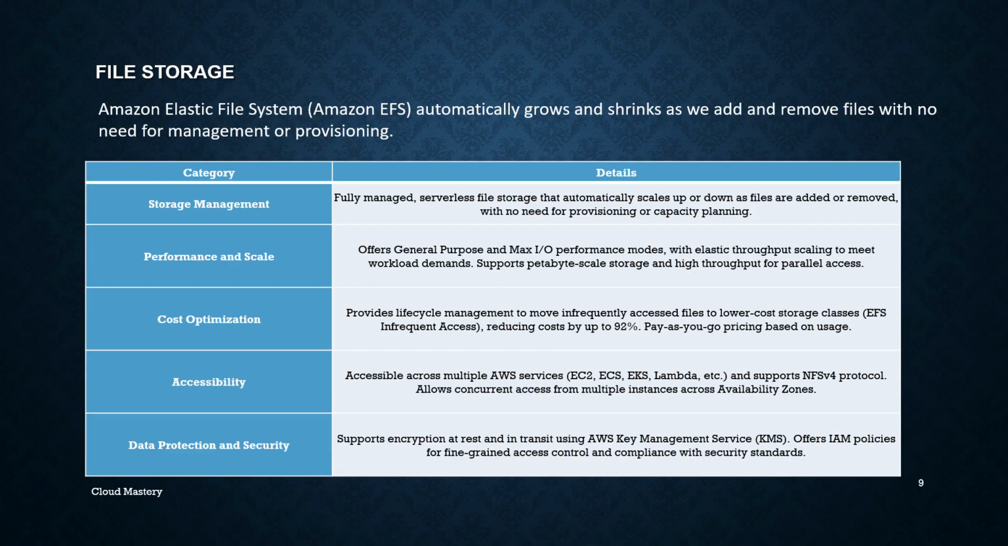So what kind of categories do we have in EFS? I can say storage management, performance, cost optimization, accessibility, data protection, and security. So storage management, this is fully managed and serverless. This automatically scales up and down as files are added or removed, with no need for provisioning or capacity planning. And if I talk about performance, it offers general purpose and max IO performance modes, with elastic throughput scaling to meet workload demands.